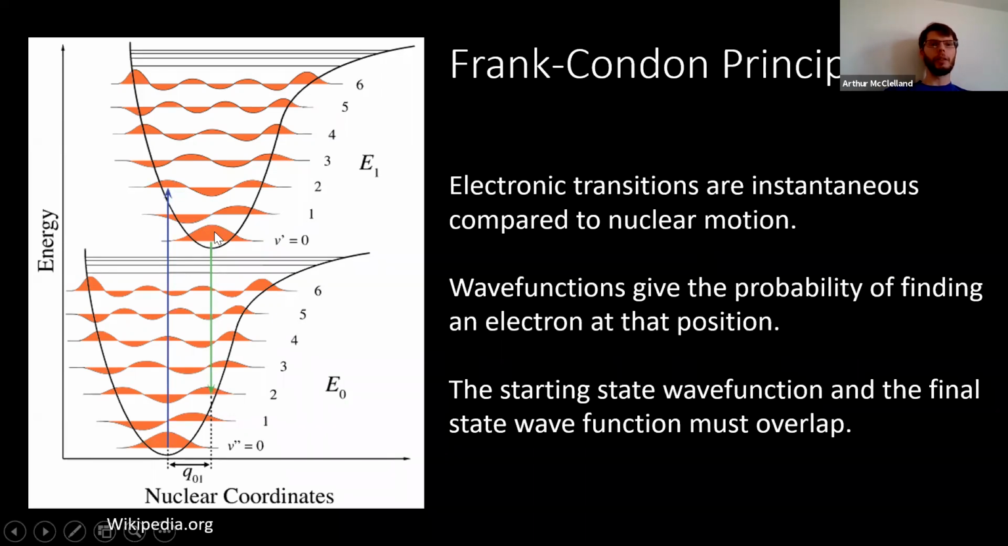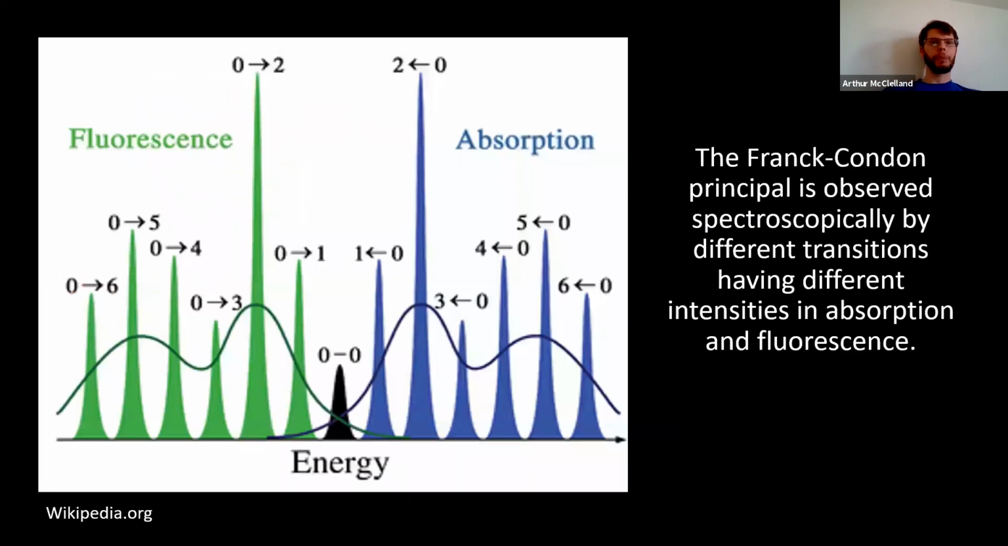And this wave function is the spatial probability. You need the spatial probability to be allowed. You need the particle to be allowed to be in both of the states, your starting state and your final state. So this is called the Franck-Condon principle, and it's why you get different energy levels, transitions that are more probable or less probable.